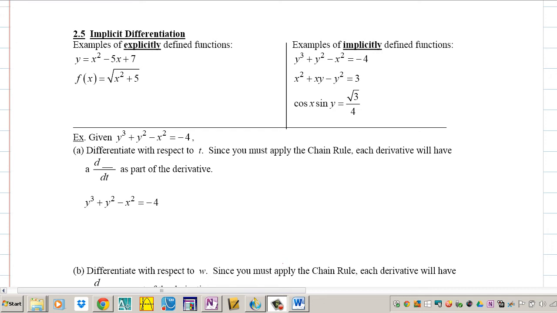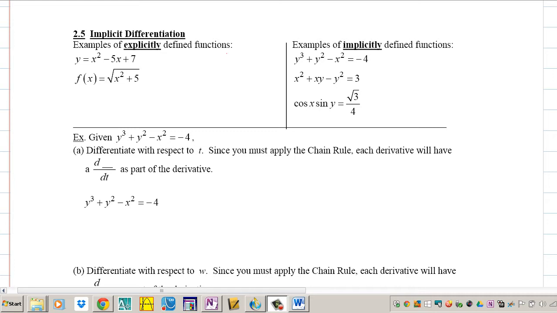Hey guys, so welcome back to 2.5 Implicit Differentiation. So if you saw my last video, it was an introduction. This is going to be the lesson for the actual implicit differentiation of your binder.